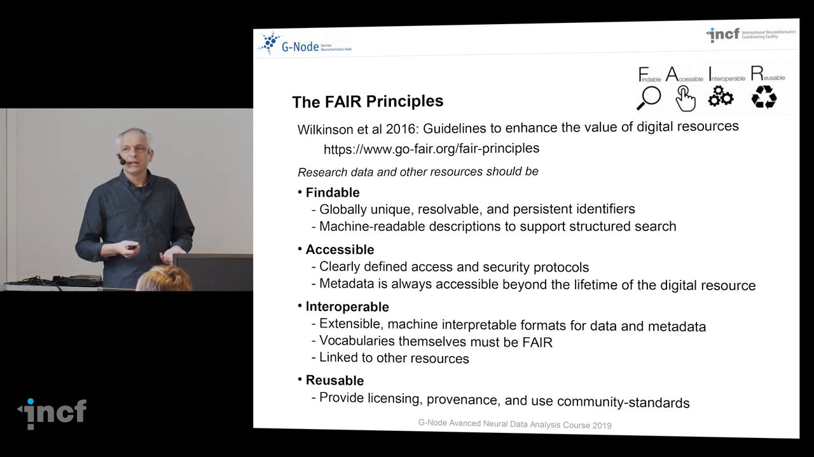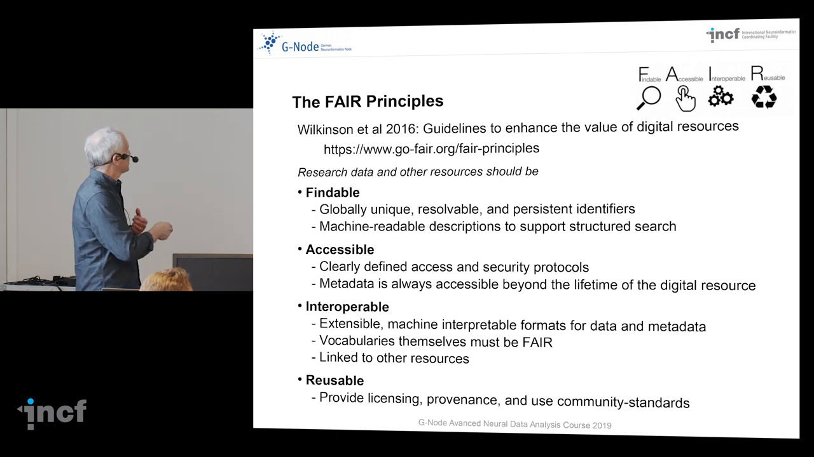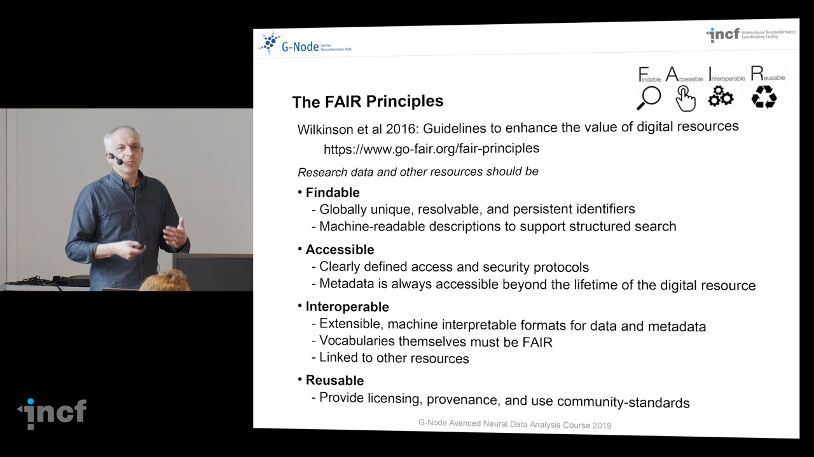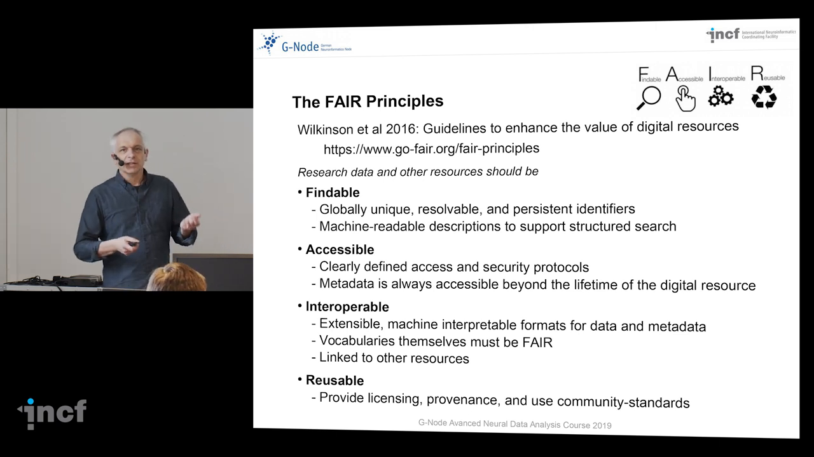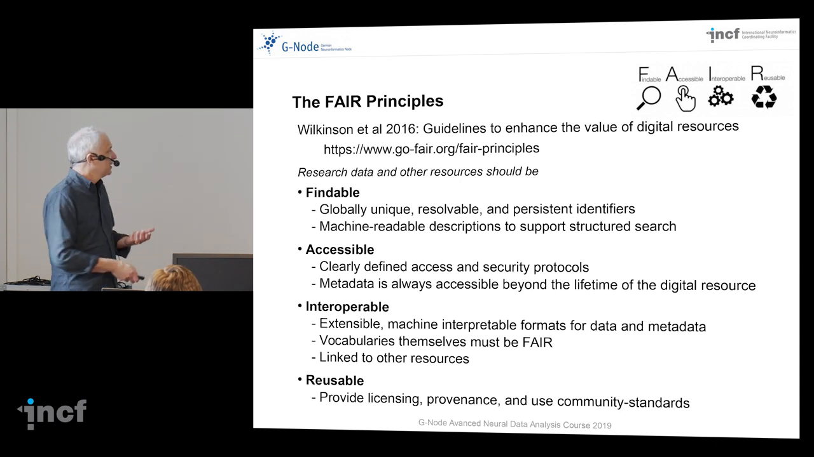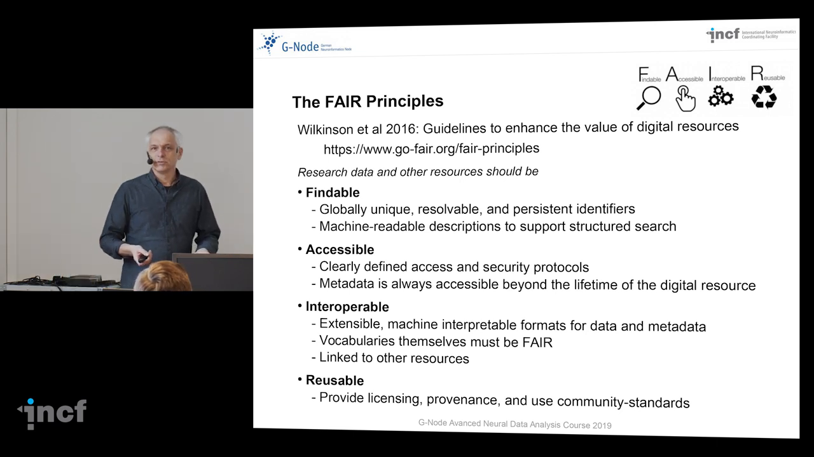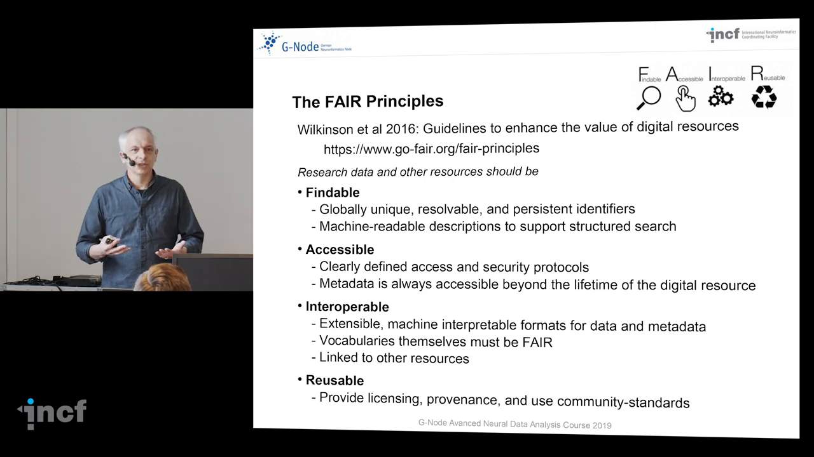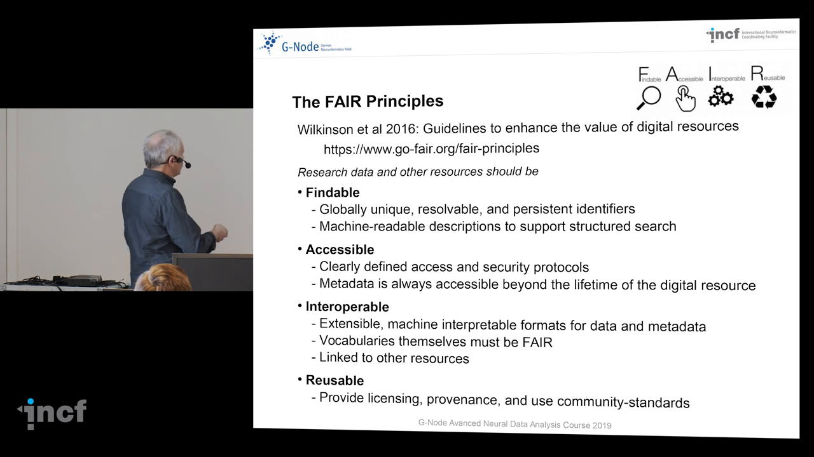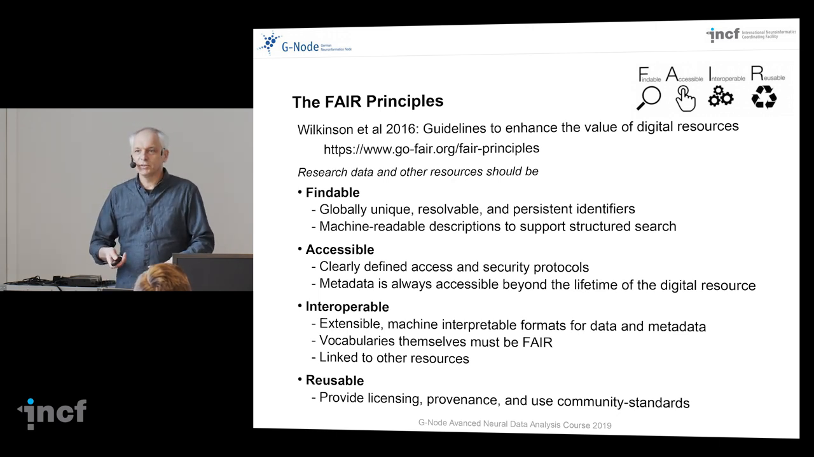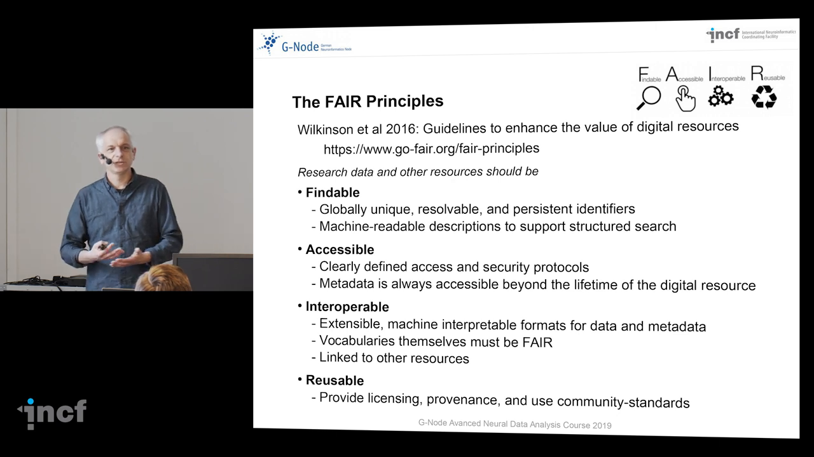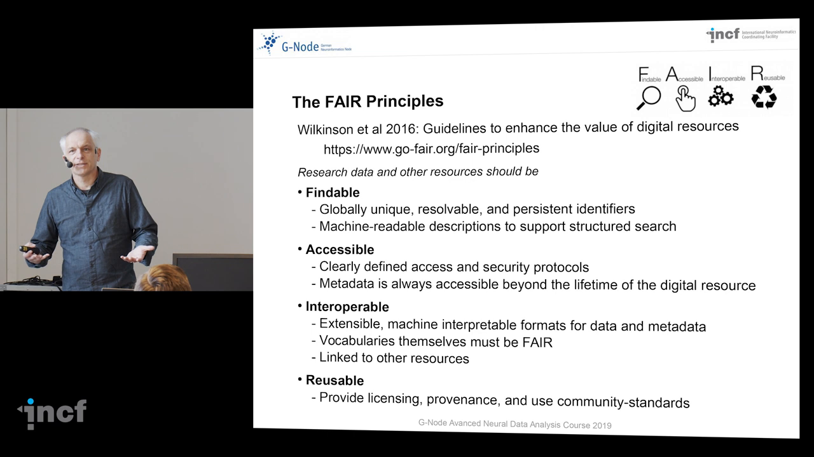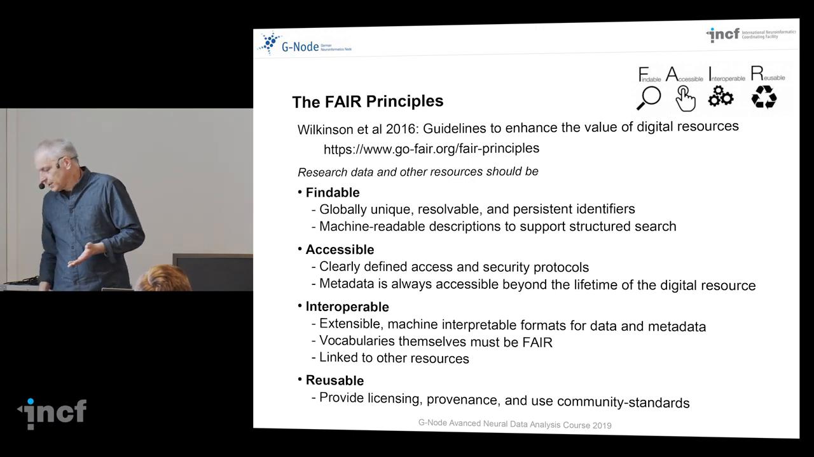Accessibility means that it must be clear how the data can be accessed. It doesn't necessarily mean that it's fully open, but there must be a way of finding out how you can actually access the data. Interoperability again puts some demands on the scientists. What kind of formats do you use to store and provide your data? What kind of terms do you use for annotating your data? And reusability also has this aspect of legal reusability, that is licenses. When you provide data, you should always have a license so that others know how they can use your data. This is another topic to consider.